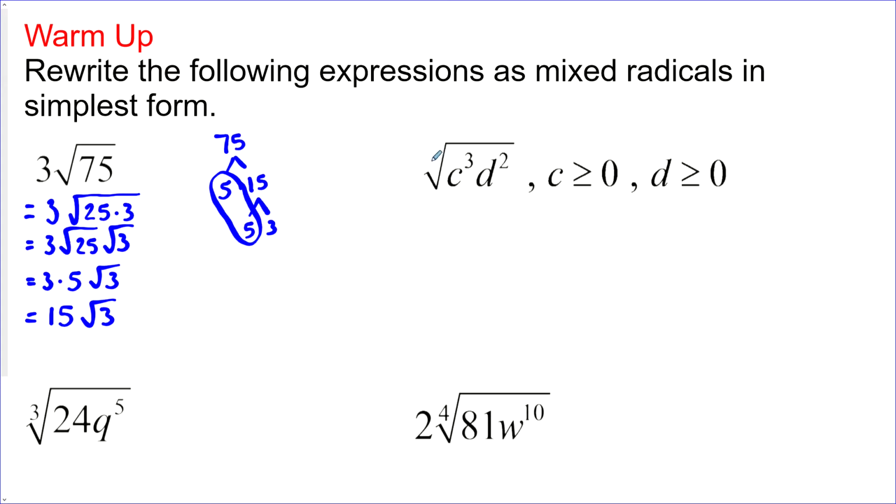Next one. Now we just have variables in here, so we really need to know how things pair up. This is the square root, so we're looking for pairs. So we can separate it into pairs, like C has a pair and D has a pair, and then C has one extra that's not going to come out. And then we can take the square root of C squared, it's just C. We can take the square root of D squared, just get D, root C.